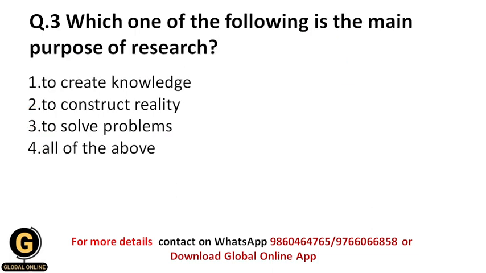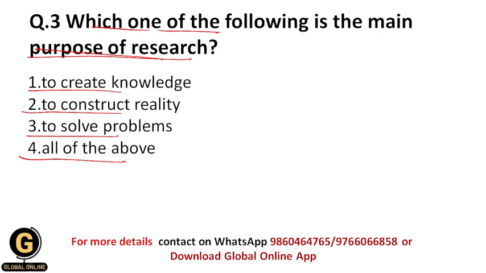Okay, which one of the following is the main purpose of research? So among the following, which is the main purpose of research? They have asked which is the main goal of doing research. To create knowledge, to construct reality, to solve problems, all of the above. So basically, students, the goal of research can be to identify or describe a concept, or to explain or predict a situation, or a solution to a situation, that indicates the type of study to be conducted.